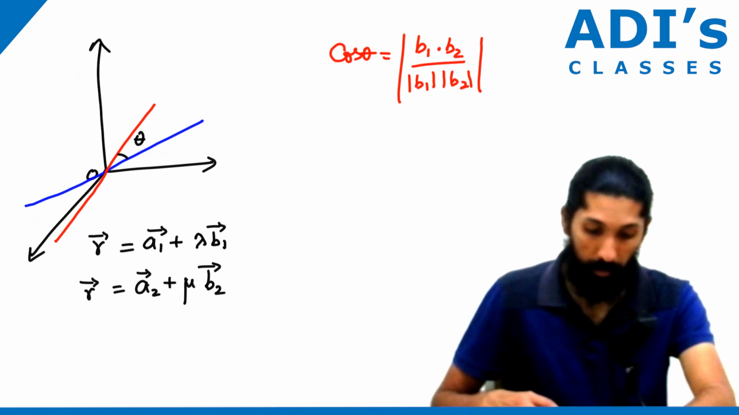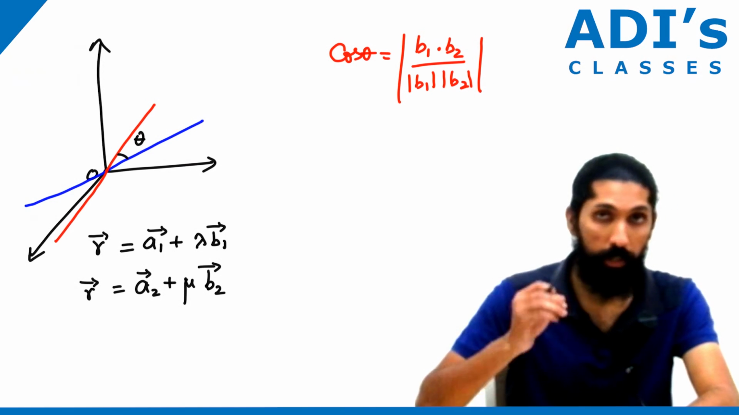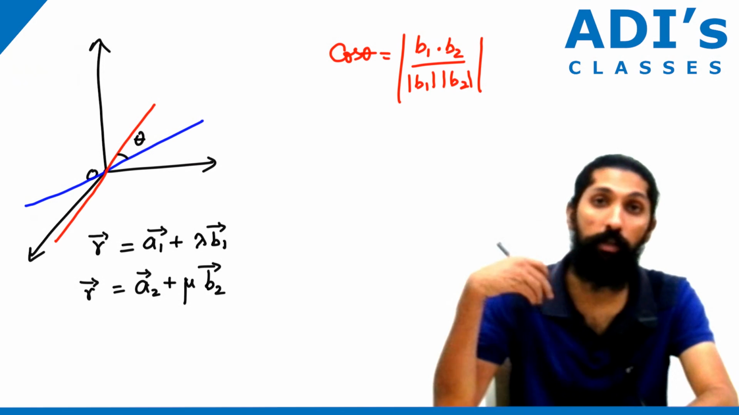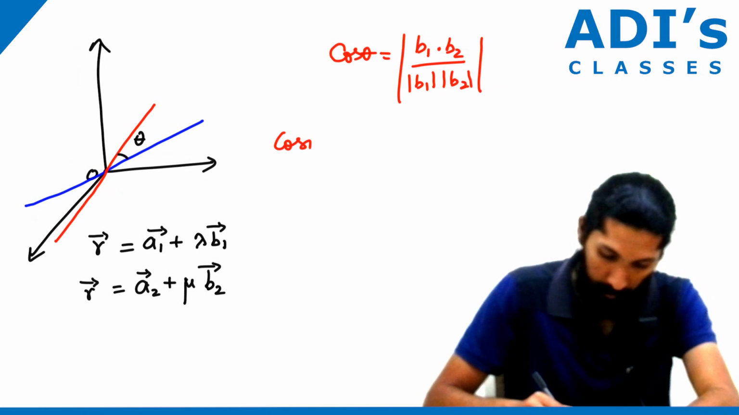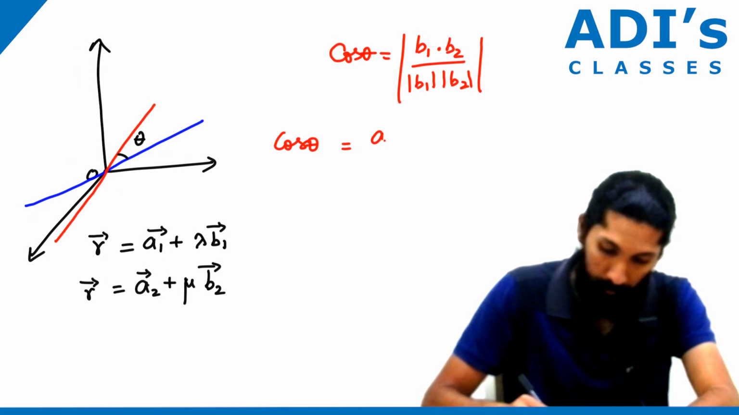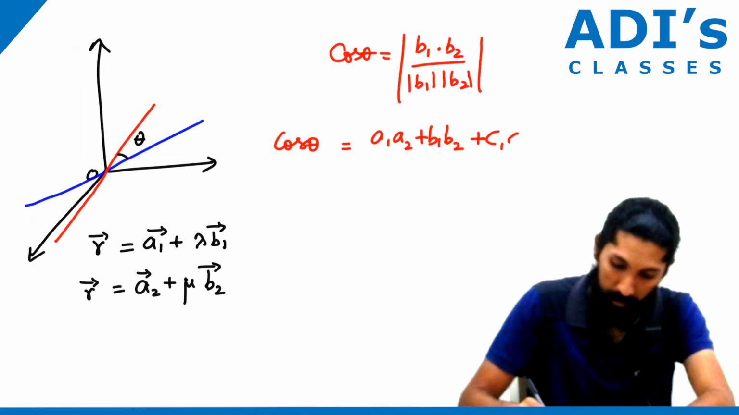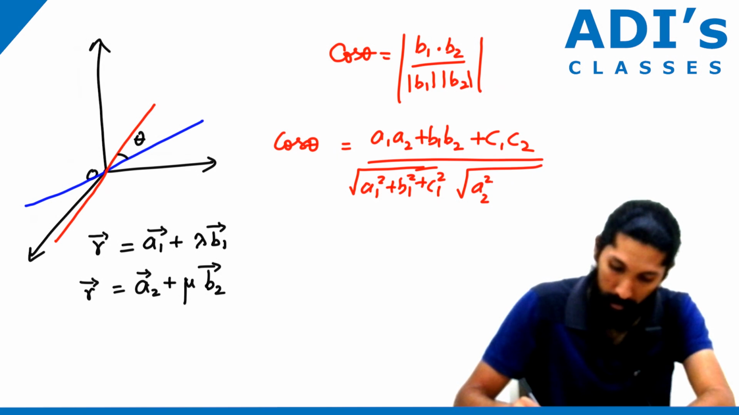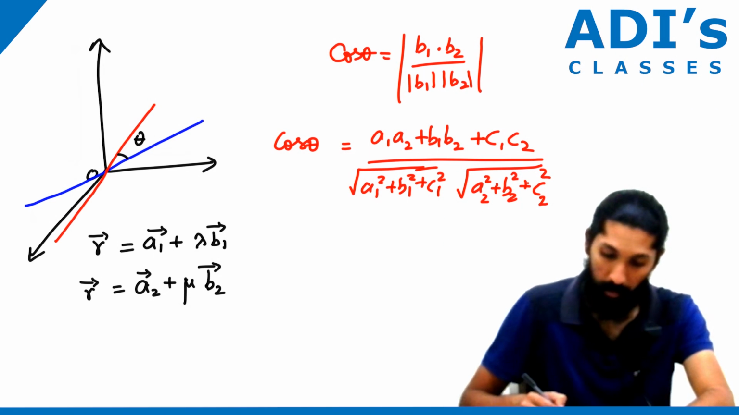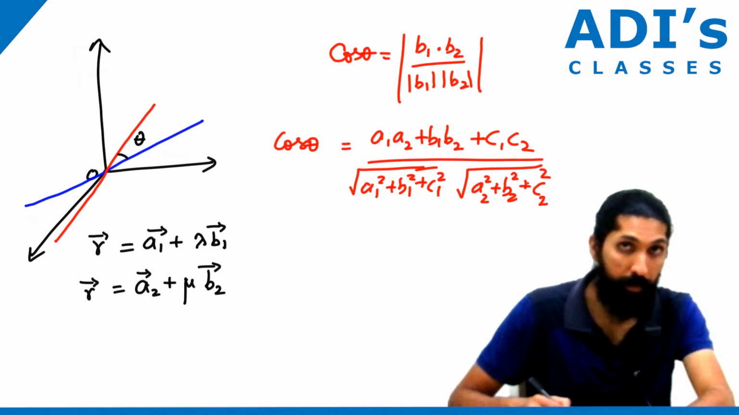Okay. Now, what if the direction ratios are given? Two lines are there, right? What if the direction ratios of the line are given? Then what we do is, again, cos theta is equal to a1 a2 plus b1 b2 plus c1 c2 by root of a1 square plus b1 square plus c1 square into root of a2 square plus b2 square plus c2 square. This is going to give us the angle between the two lines.